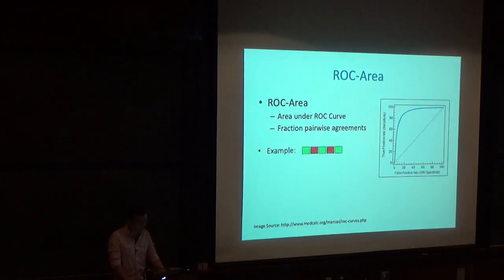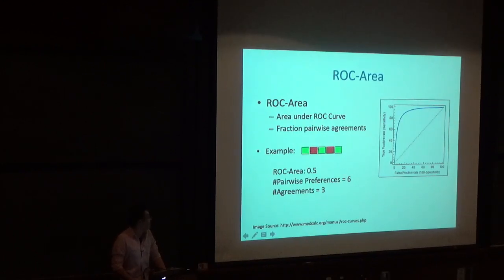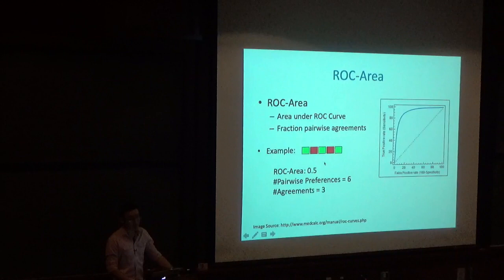And this is sort of the definition. So if we have this example, sorted from left to right, 3 positive results, 2 negative results, the ROC area is 0.5. So basically doing no better than random for this ranking. And indeed, it's basically doing no better than random. Because there are 6 possible pairwise preferences, so between 2 negatives and 3 positive results. And exactly 3 of them are correct. So this guy is correctly ranked above this guy, and this guy is correctly ranked above this guy, and there are 3 pairwise disagreements. So the ranking like this is doing no better than a random ranking.